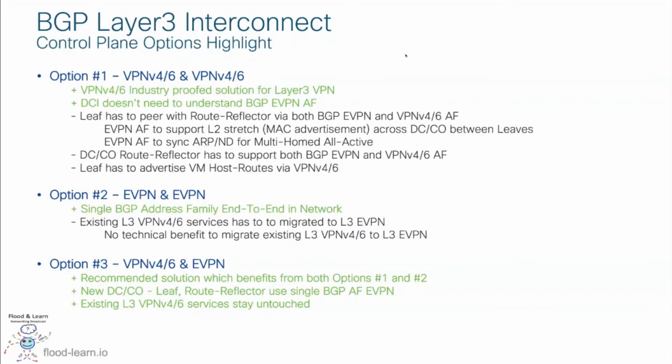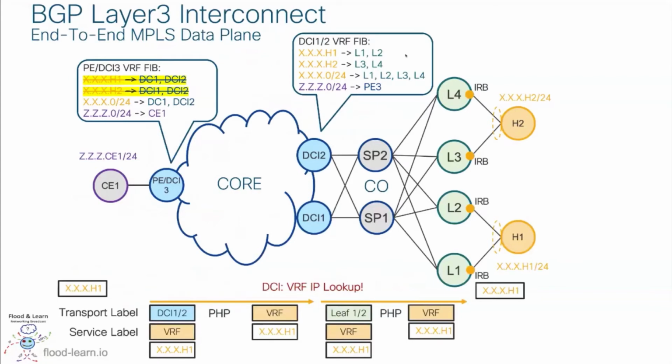As we discussed, EVPN is in the CO anyway for the L2 stretch, ARP, and synchronization. So you will run the EVPN there anyway. So the route reflector is also running only a single BGP address family. And also in the core, your existing services are staying untouched. So basically, you are really using the benefit of both: the benefit of having the existing L3 VPN in the core, and also using the EVPN address family for all the options which you have with the EVPN in the CO. So now let's very quickly look at the forwarding.